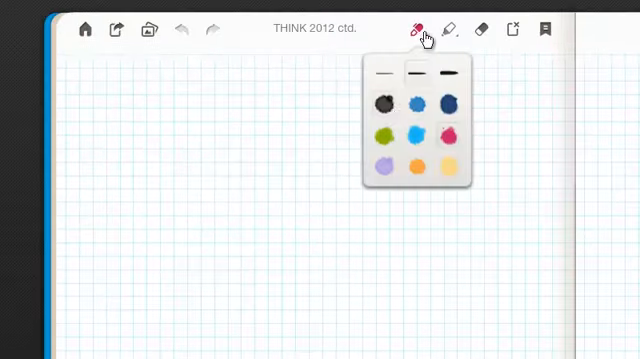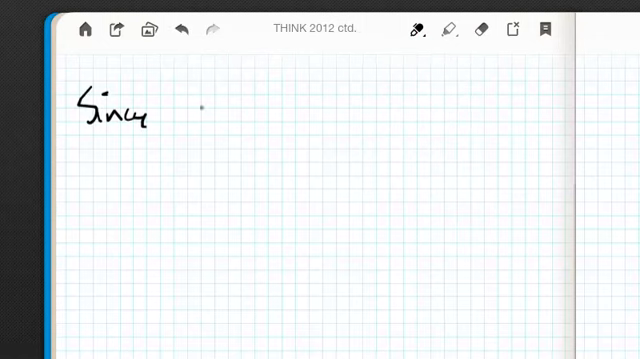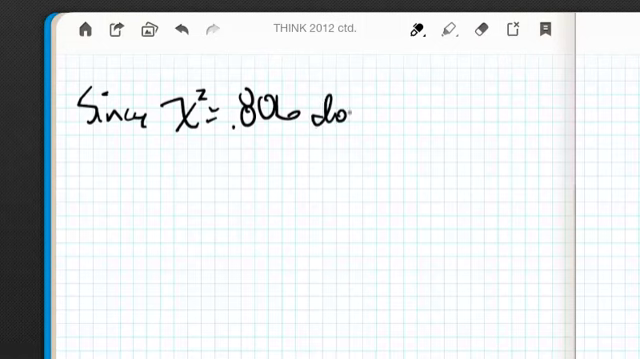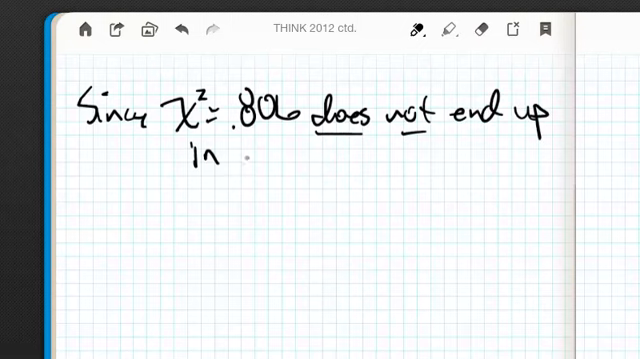Let's go to black. Since chi-squared equals 0.806, it does not end up in our critical region.